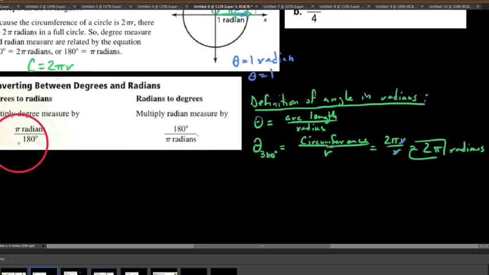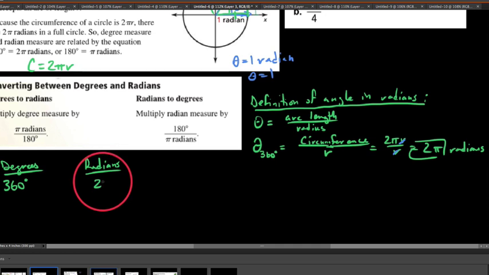So here's the important thing: we can start to tie together some pretty standard angles. We'll write degrees on the left and equivalent radian measurements on the right. We'd say that 360 degrees is the same thing as 2 pi radians. So if we split this in half, these are some important measurements. 180 is half of 360, and half of 2 pi is just pi. So a 180 degree angle is the same thing as pi radians.